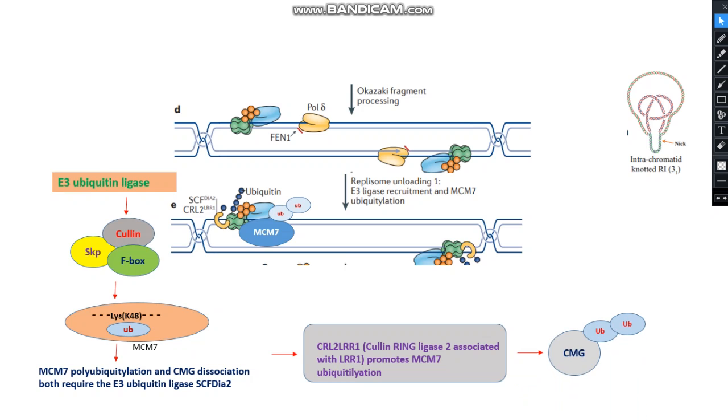And in the next step, when the CMG is polyubiquitinated, the ATPase p97, also known as VCP, removes the CMG from the chromatin. Then the final step of the termination occurs, and it gets terminated. So this is all about the DNA replication termination process in eukaryotes.